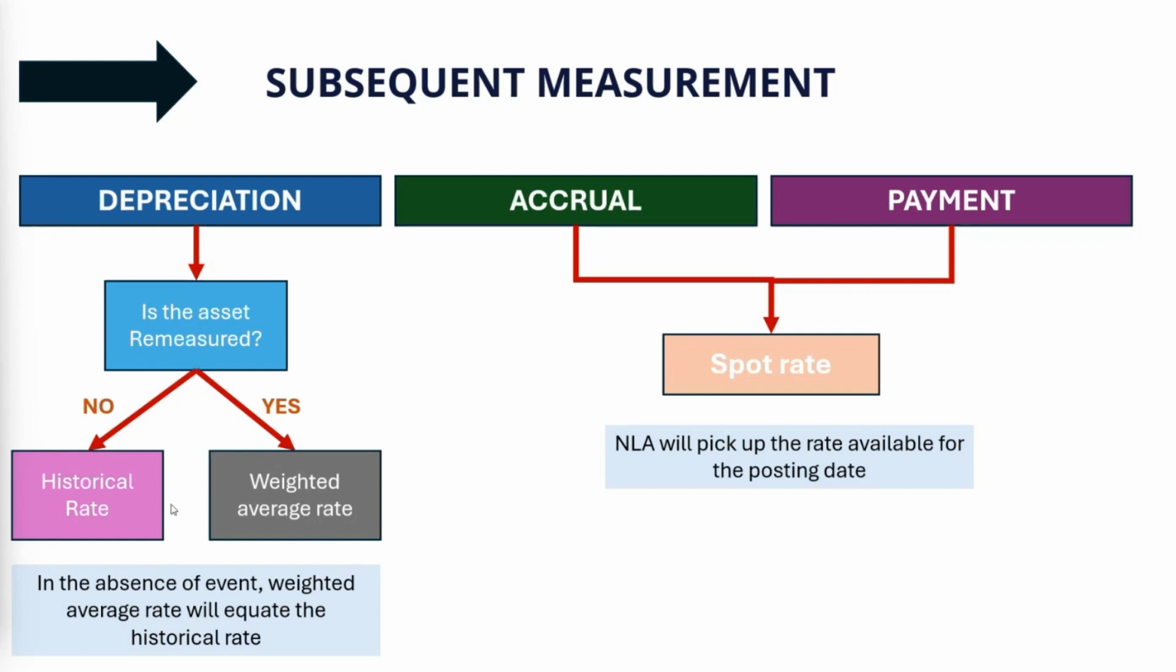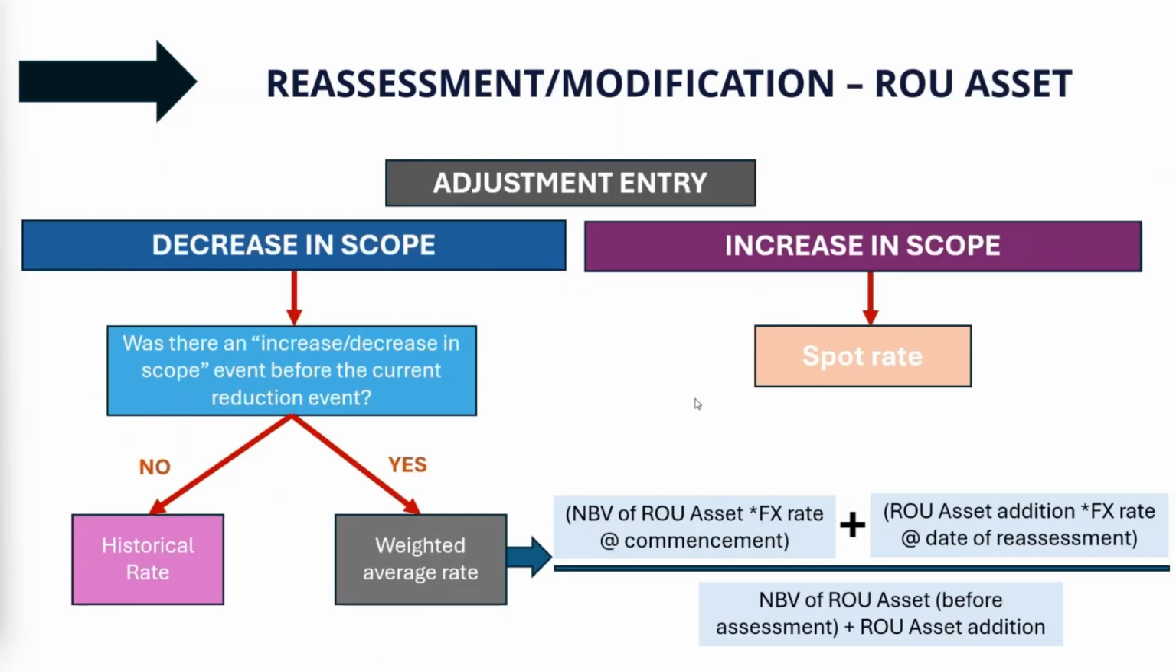So if there was an event, then the weighted average rate will be used. For accrual and payment posting, it will take the spot rate. And in case of modification or reassessment, if there is an increase in scope, then we use the spot rate as at the effective date of modification. If there is a decrease in scope, and if there were no events previously, then we use the historical rate. And if there have been any events, then we use the weighted average rate.